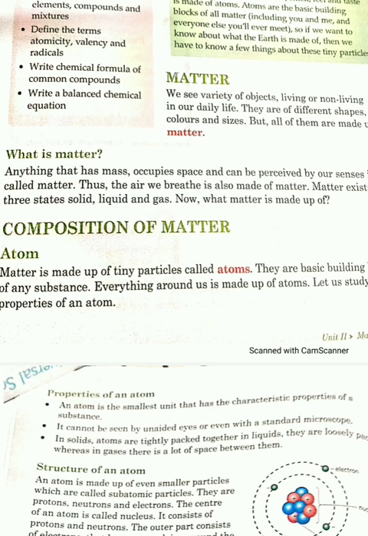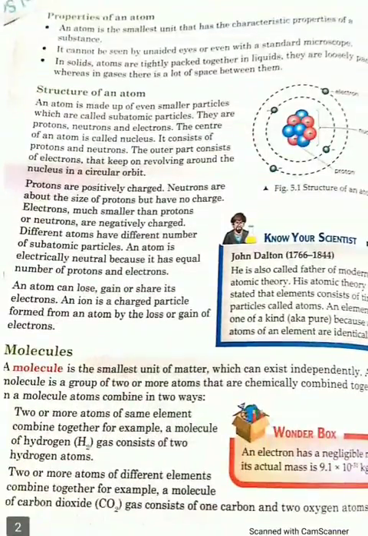If we see the properties of an atom, first of all, atoms are very small. That is a characteristic property of atoms. Then, we cannot see them with naked eyes. Naked eyes means without aid; if I am using specs to see anything, then it is called aided eyes. We cannot see atoms without a standard microscope.